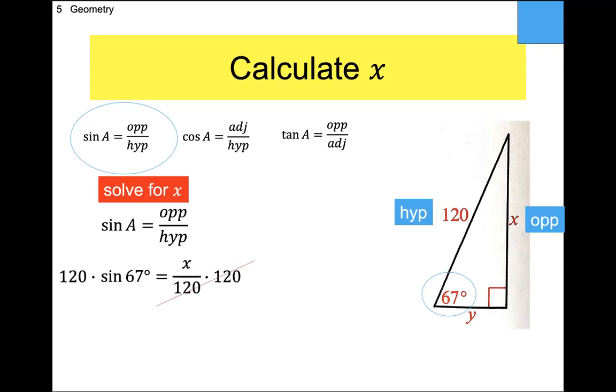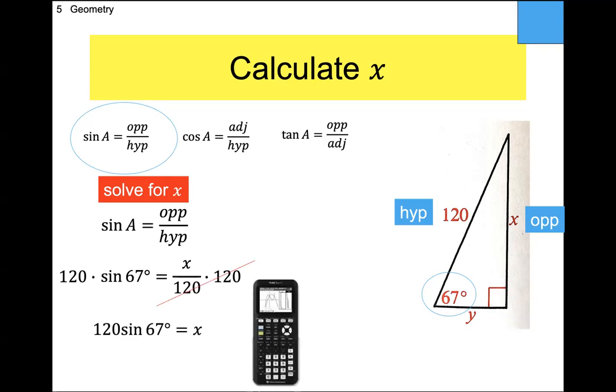120 is on the right, cancel. And on the left side is what we plug into our calculator. So we take 120 sine 67. Now remember, mathematically speaking, that is 120 times 67. But the calculator knows if you put them next to each other, that means multiplication. All right, plug that into your calculator.